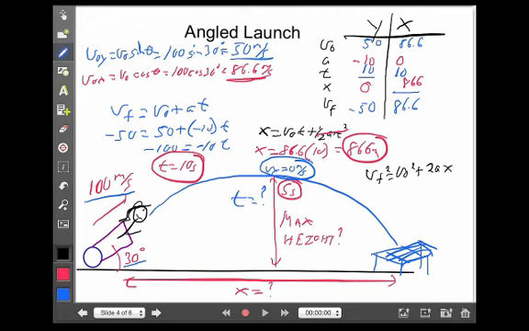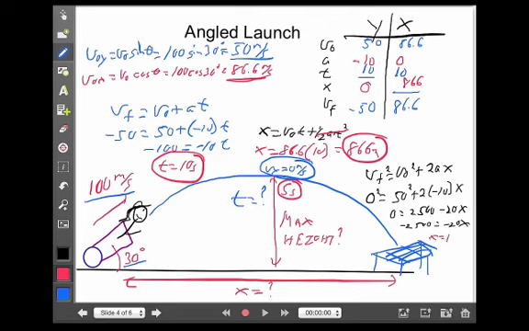Now, maximum height is in the vertical direction, therefore I can only use numbers in the y column, in the vertical. But my final velocity up there, the maximum height, is going to be 0 because I stop and turn around. The initial in the y direction is 50. Acceleration in the y is negative 10. And then I'm looking for that displacement. 50 squared is 2,500. 2 times negative 10 is negative 20. Subtract 2,500 and divide by negative 20 because I should get a positive displacement because going up in the air.